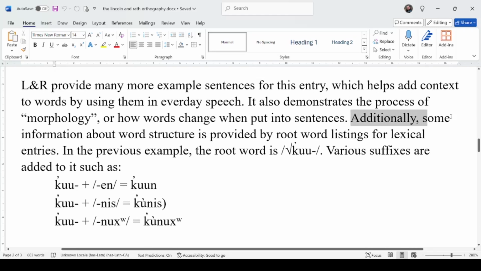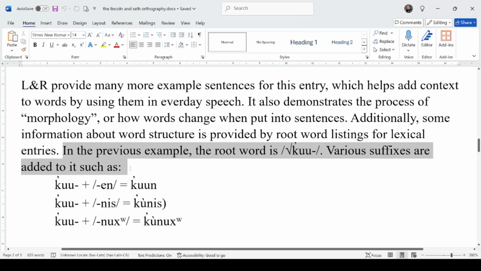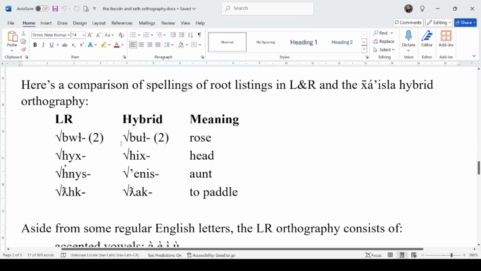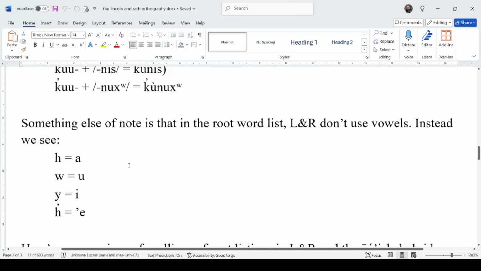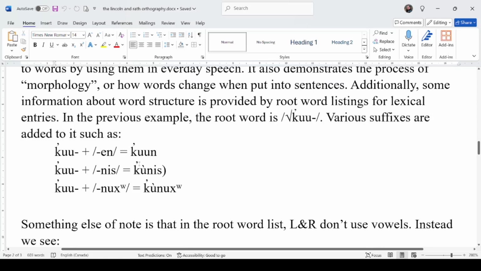Additionally, some information about word structure is provided by root word listings for lexical entries. So in the previous example, the root word is Q, and various suffixes are added to it, such as Q and then un, which I mentioned before is actually reduced down to the letter N. So just to give you a bit more of a visual example of what I just talked about. So Q is the root word. We add the suffix N, and this gives us Kyun.